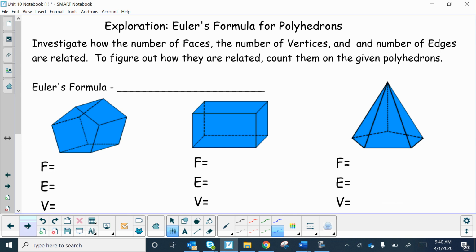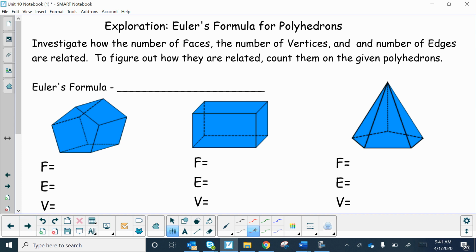An exploration that we usually do is called Euler's formula for polyhedrons. If you investigate how the number of faces, the number of vertices, and the number of edges are related, you'll come up with a formula. Euler, the mathematician, is the one that created it and figured it out. So I want to see if you can figure out his theorem by writing down the numbers of the faces, edges, and vertices for each one of these figures and see if you can figure out the formula, okay?